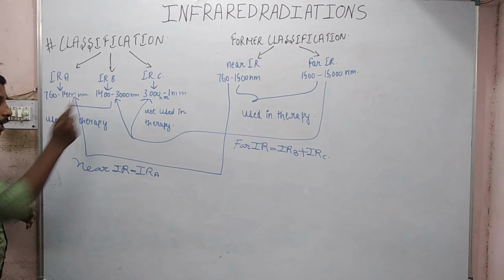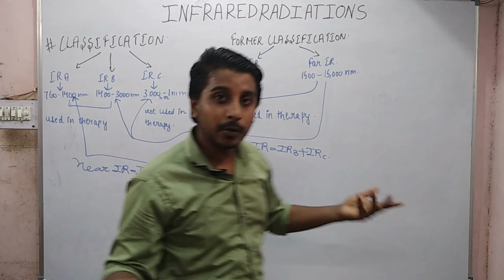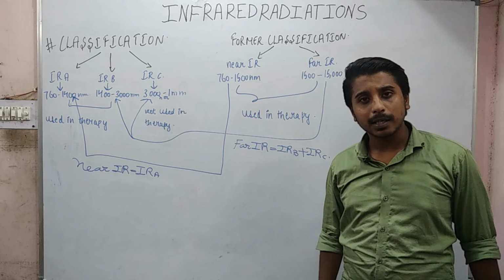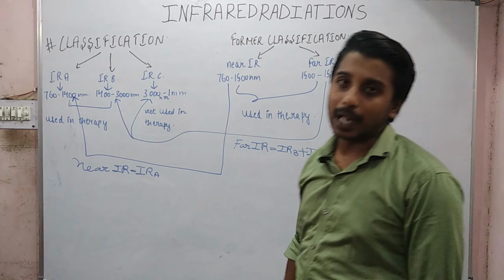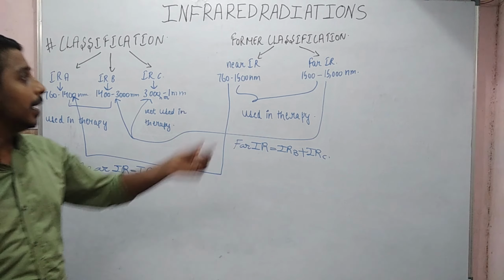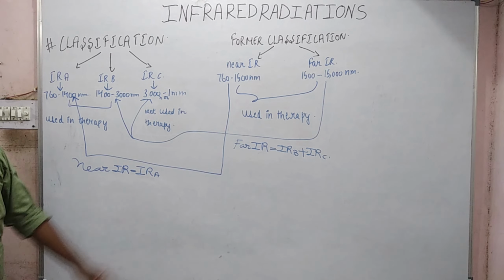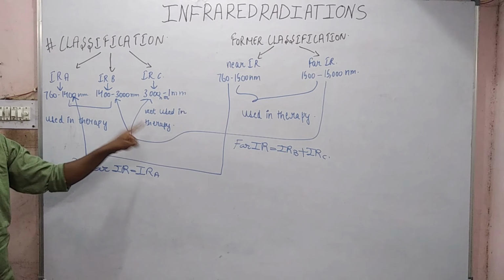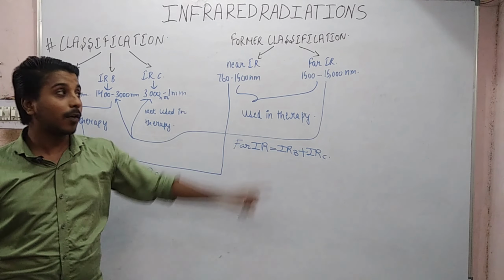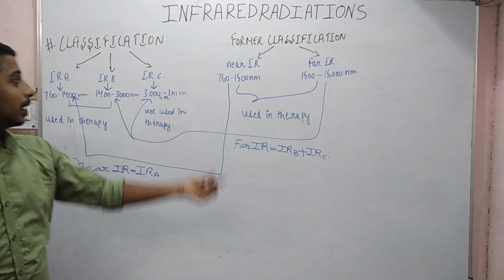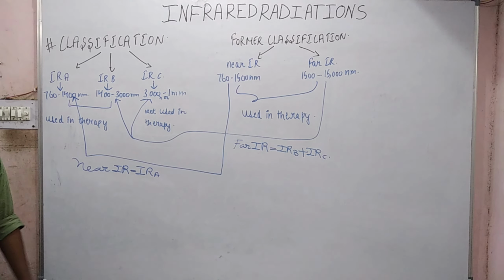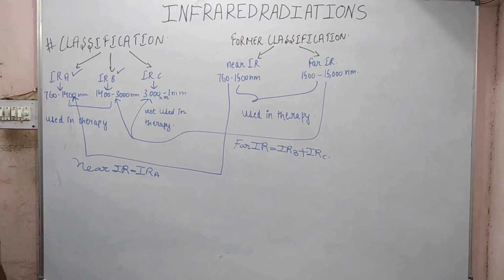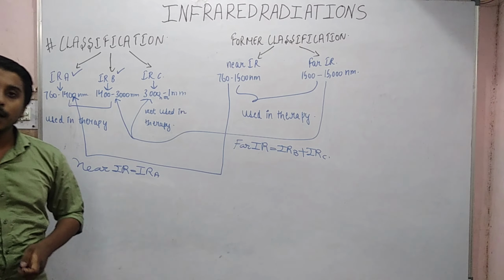Why? Because IR A and B are giving more benefits as compared to IRC, so we are not using IRC, we are just using IR A and B. This is how the development occurred. Initially 1500 to 15,000 was used, and now we are including that 15,000 in IRC, and we are not using it in therapy, which means that far IR was not that useful to give us therapeutic effects, due to which we are now using IR A and IR B more. And C is not used in the therapy.